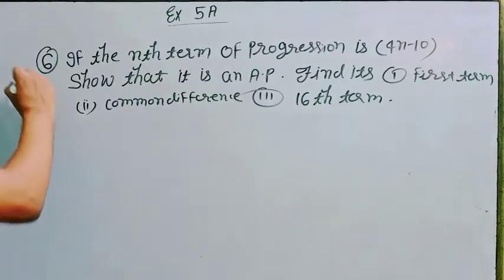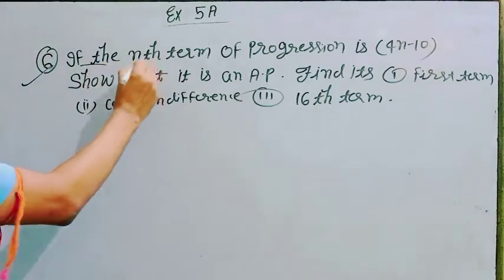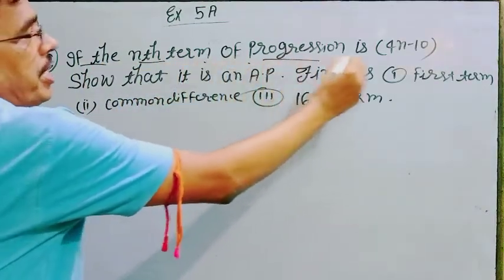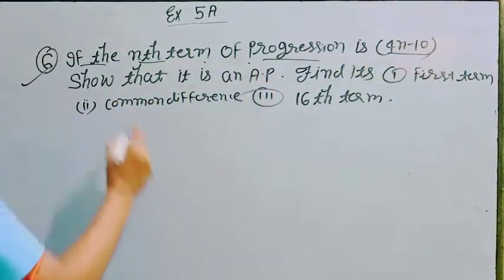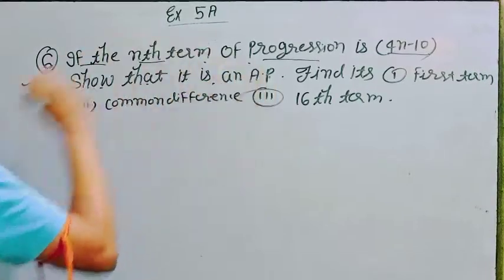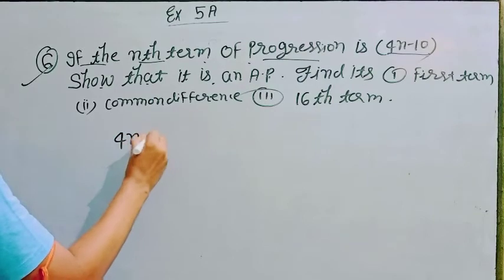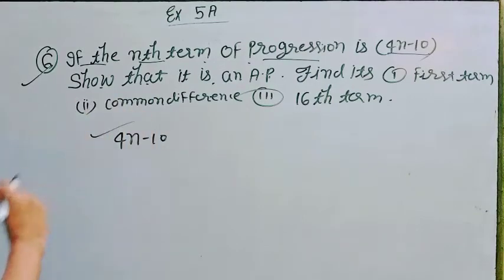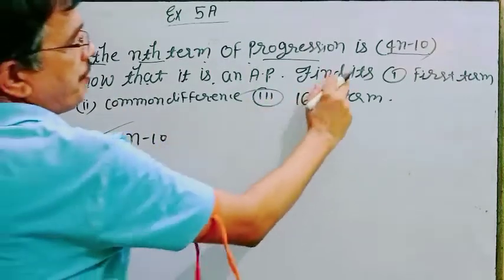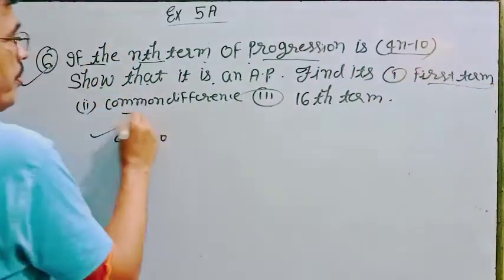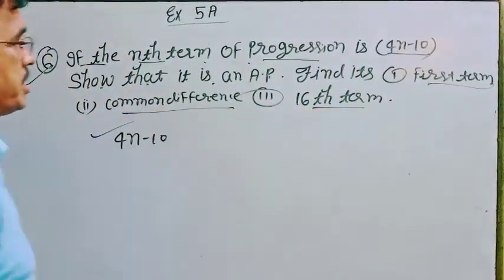See here, question number 6. If the nth term of a progression is 4n minus 10, prove that it is in AP. Your question gives 4n minus 10, and you have to prove it is in AP. Next, if you find it is an AP, then what is the first term, what is the common difference, and what is the 16th term?